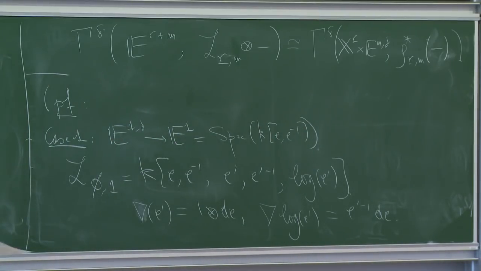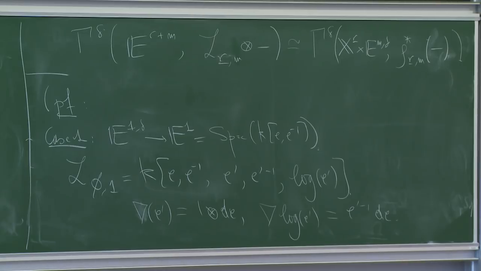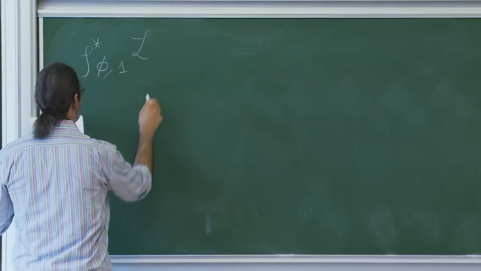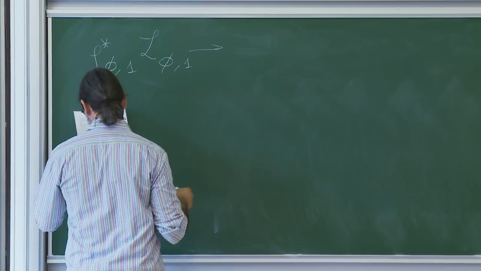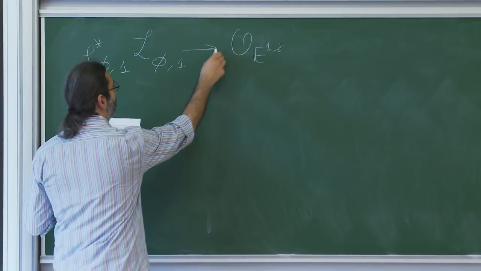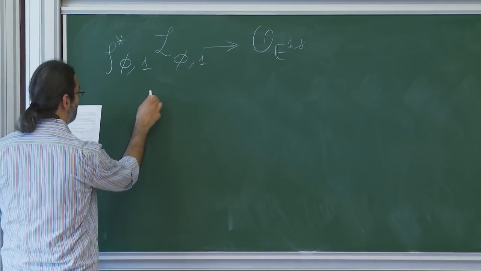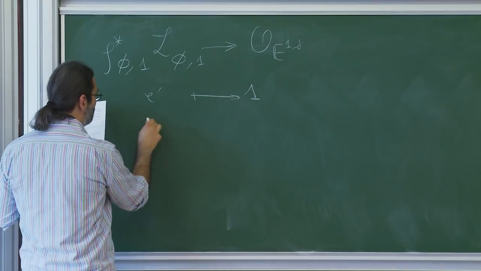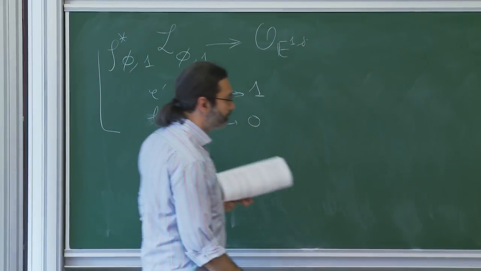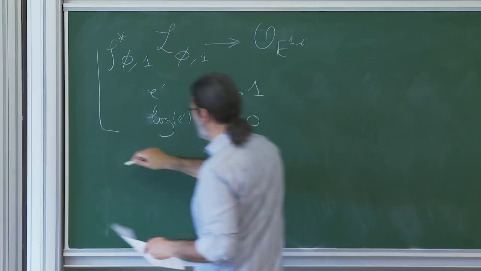Okay, so this is a module connection, and this isomorphism will be induced by... so we check easily that there is a map module with a table connection now on this, which is given by sending e prime to 1 and log of e prime to 0. Okay, so this induces an isomorphism here.